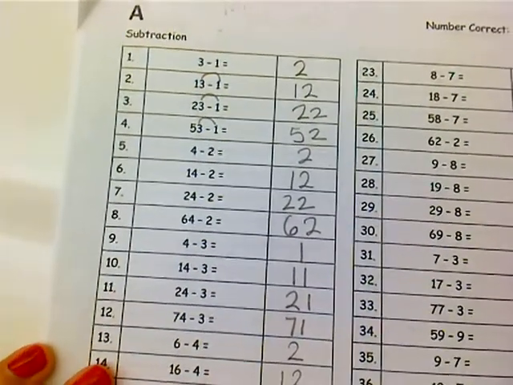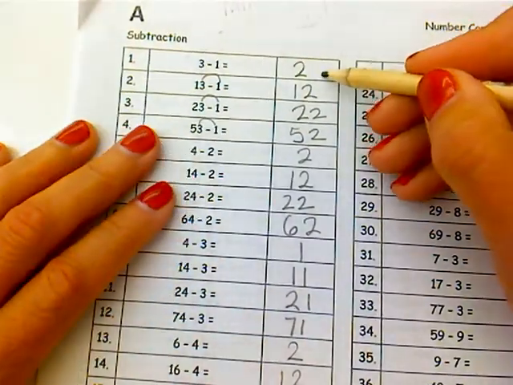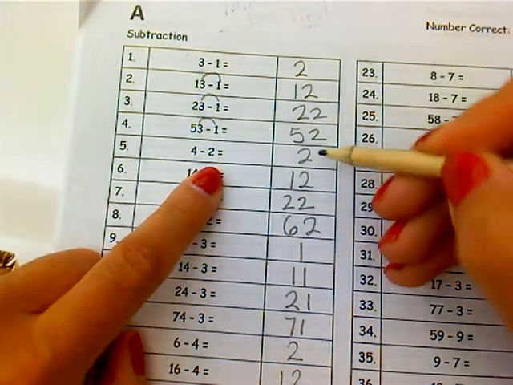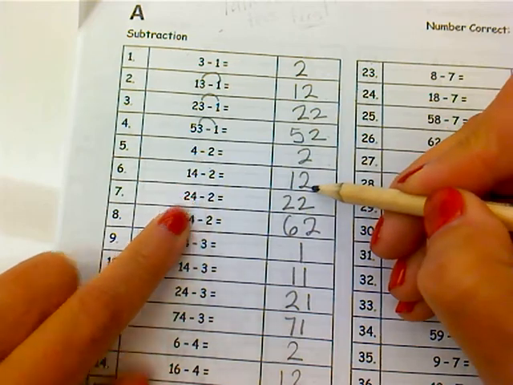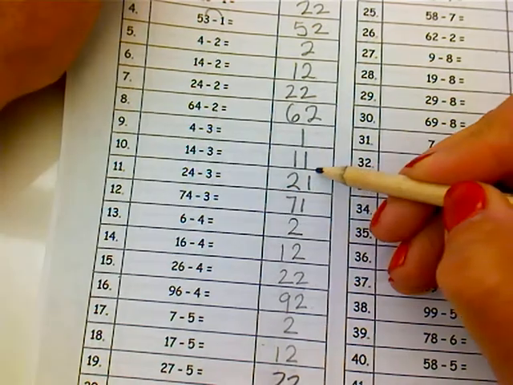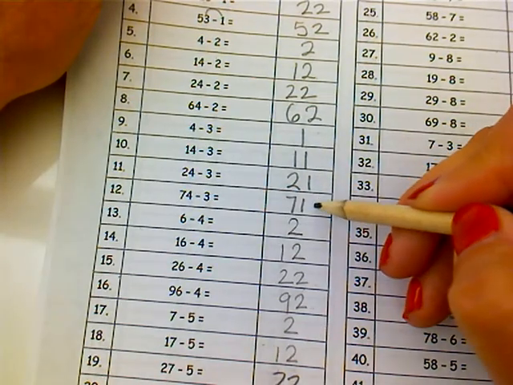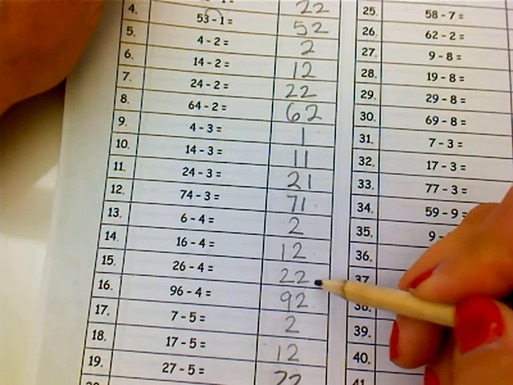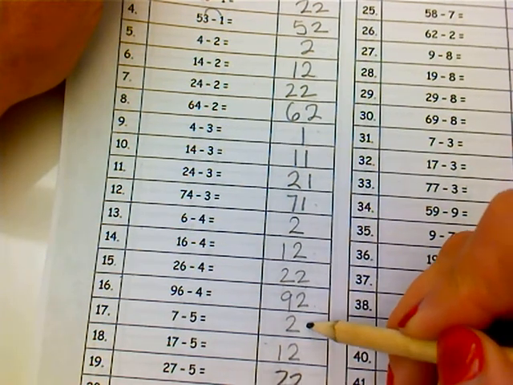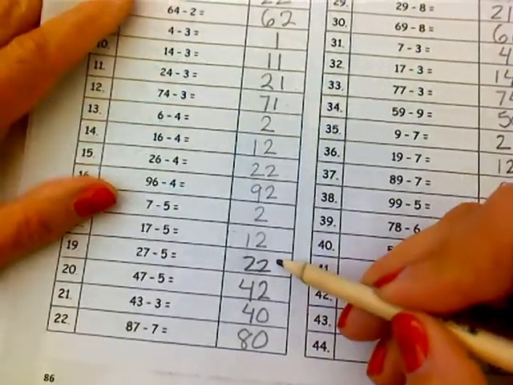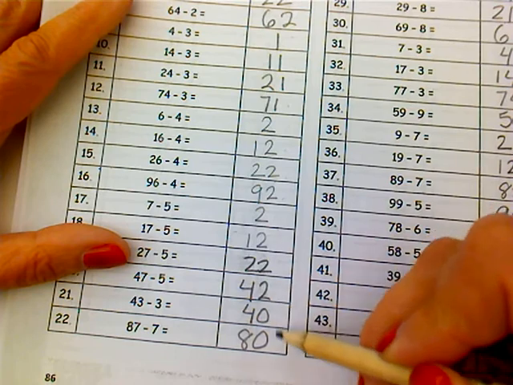All right, so here is the key. And for number 1, you should have had 2, 12, 22, 52. 4 take away 2 was 2, 12, 22, 62. 1, 11, 21, 71, 2. 12, 22, 92, 2, 12, 22, oops, sorry about that, 22, 42, 40, and 80.